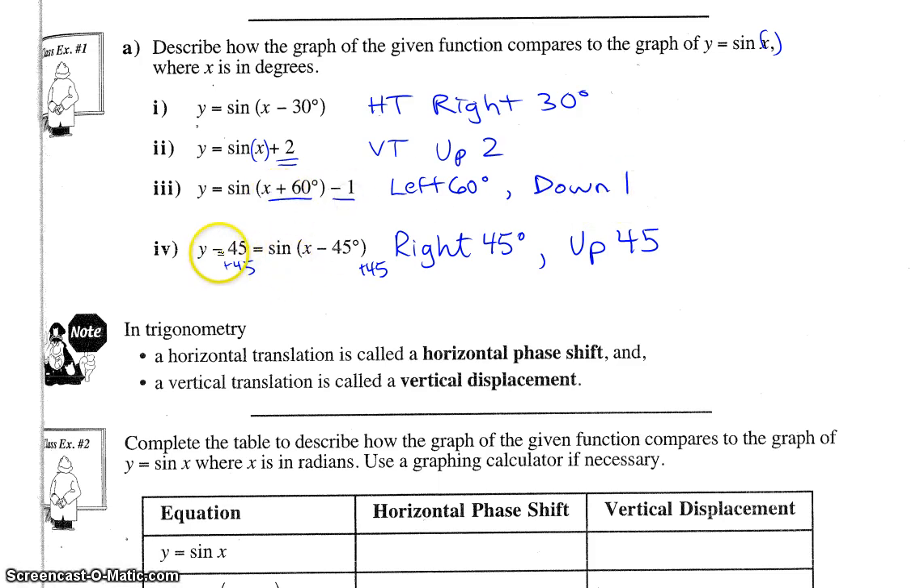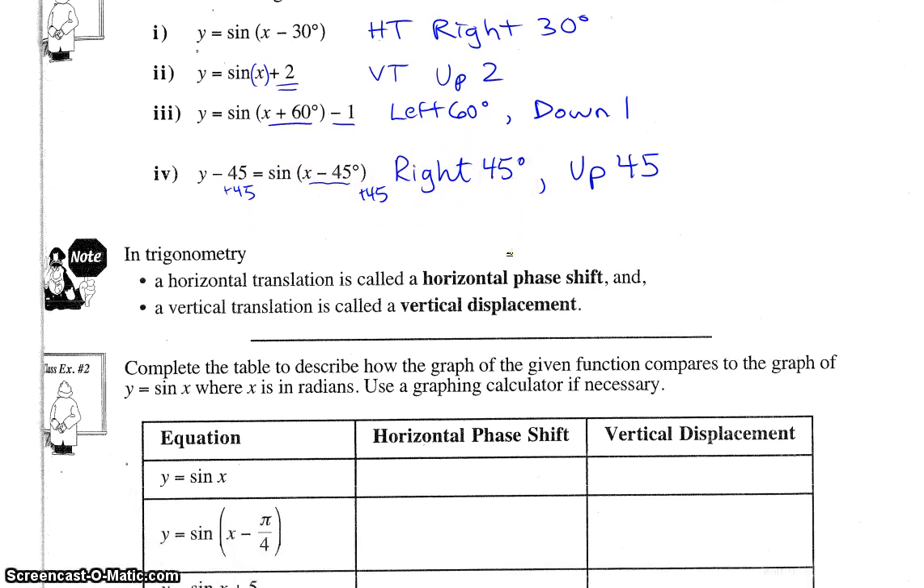Okay, and the next one, we can do this one with the 45 on the left side with y, in which case it would be opposite. You would think down, but it's actually up 45, or you can move that to the right-hand side. And inside the brackets here, that's affecting x, so it's moving right 45 degrees.